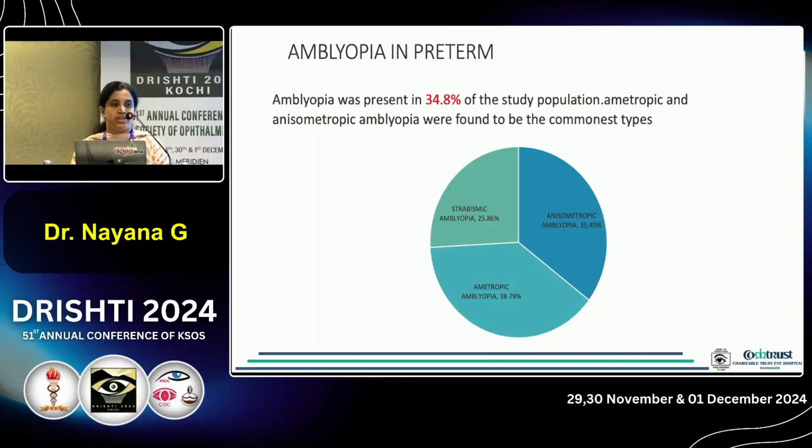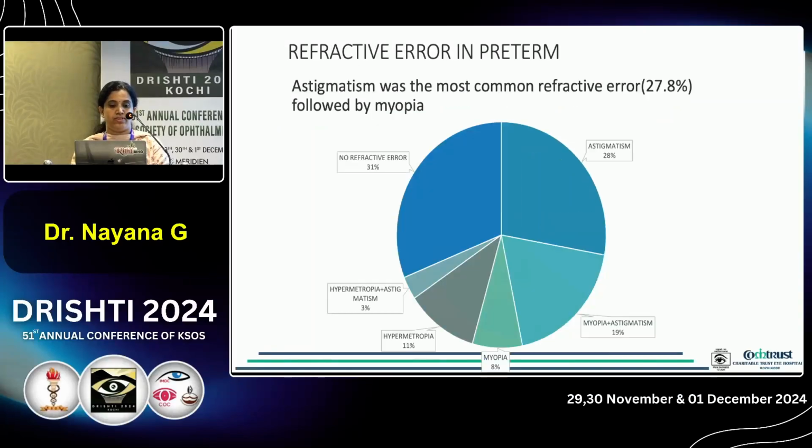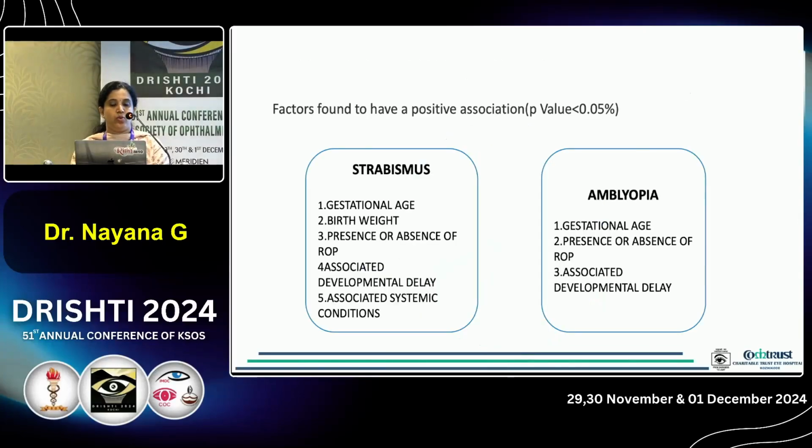Amblyopia was present in 34.8% of the study population. Ametropic and anisometropic were found to be the commonest types. Coming to the refractive errors, astigmatism was the most common, followed by a combination of myopia and astigmatism, and myopia. So, we did a chi-square test and looked at the association of each of the factors.